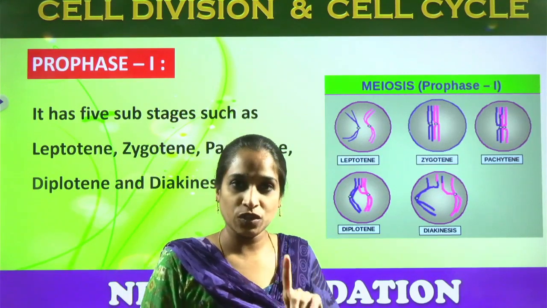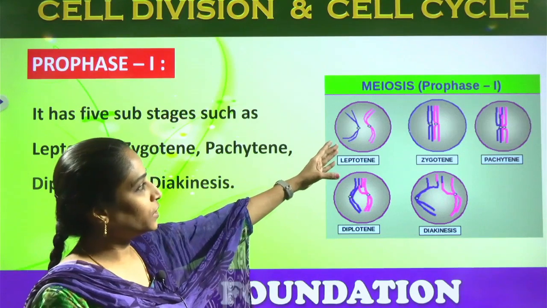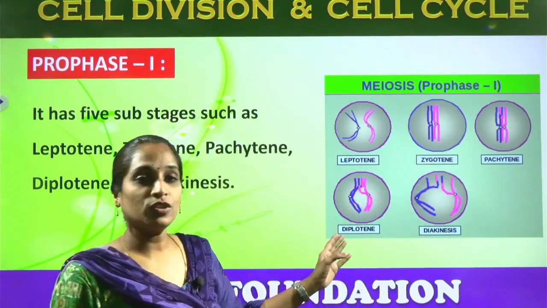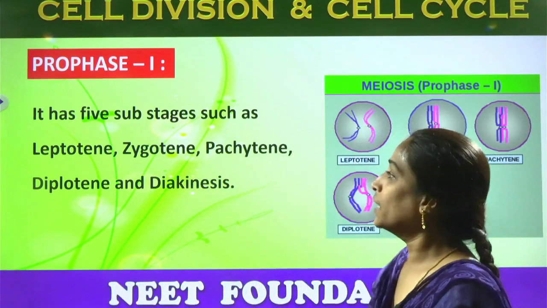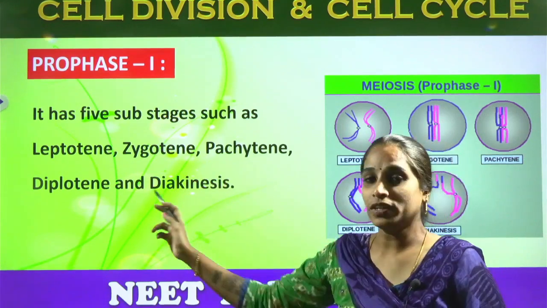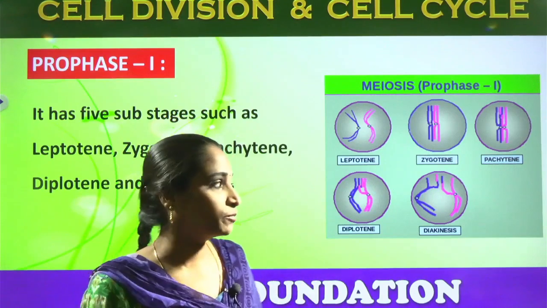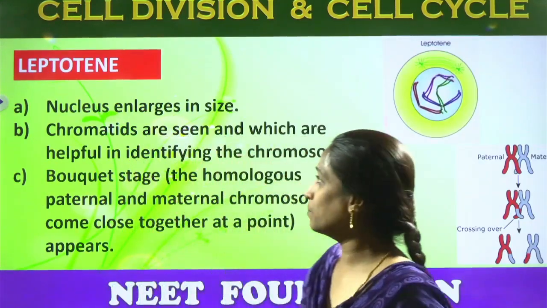Within prophase 1 we can observe 5 substages. What are those? Leptotene, zygotene, pachytene, diplotene and diakinesis. So these occur in prophase 1. Next, let us see what happens in leptotene.